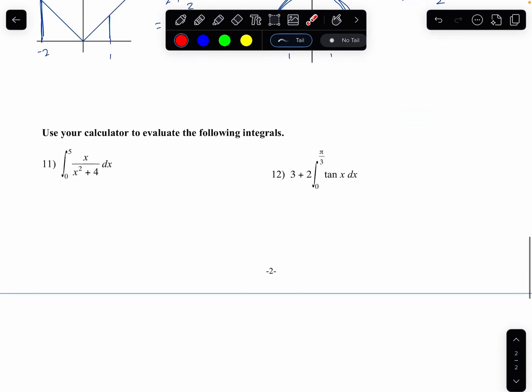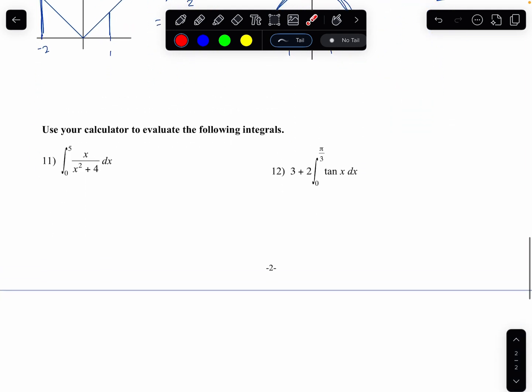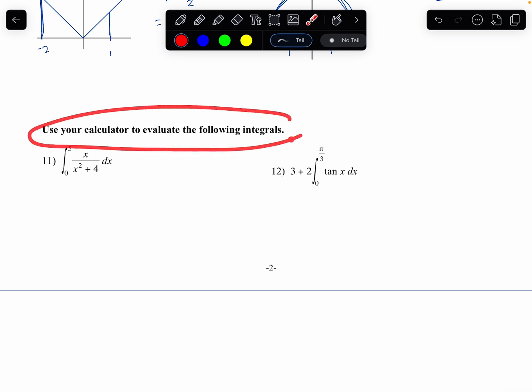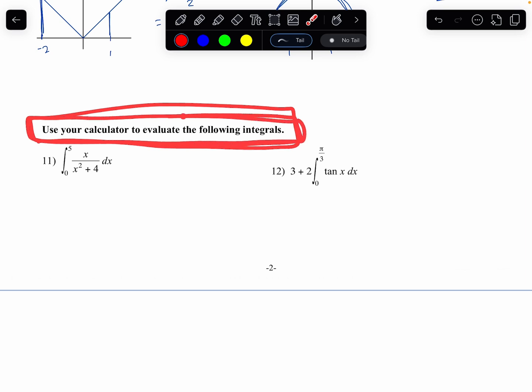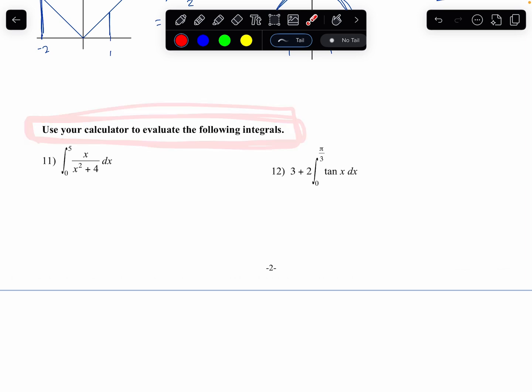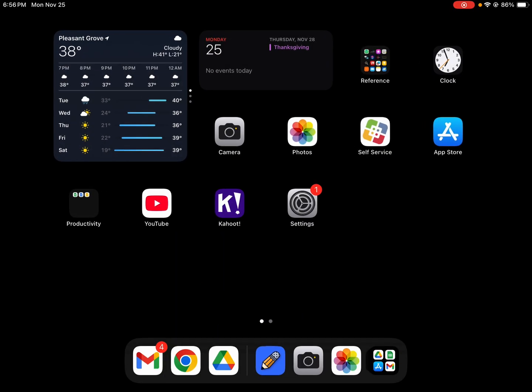And then here, use your calculator to evaluate the following integrals. Hopefully I went over this in class, I'll be honest. This is the night before I'm giving the lesson, and I might forget. So hopefully I don't. But let me show you how to use your calculator.